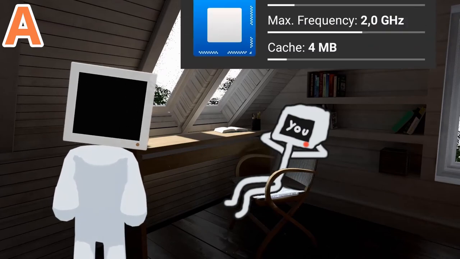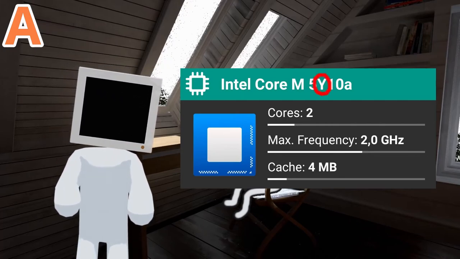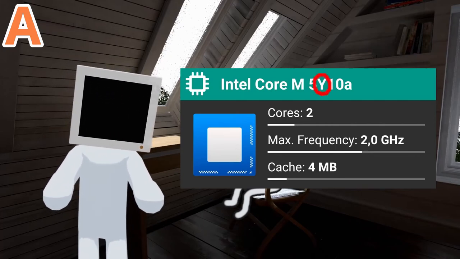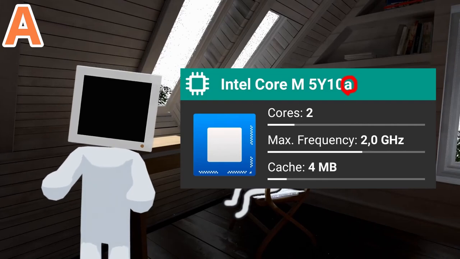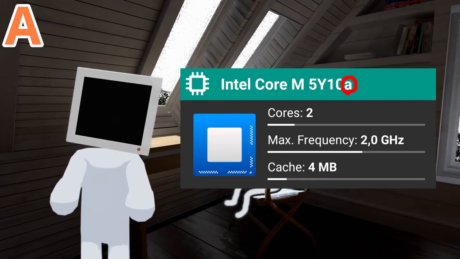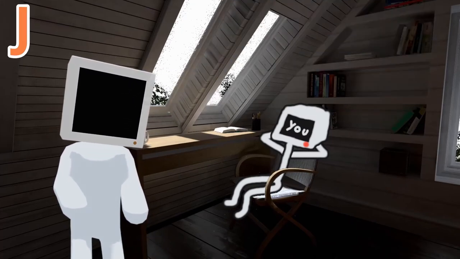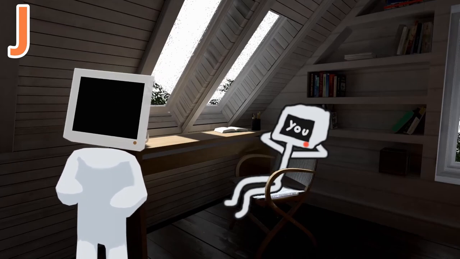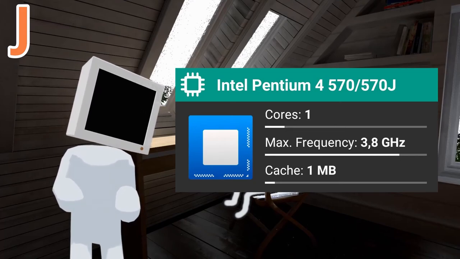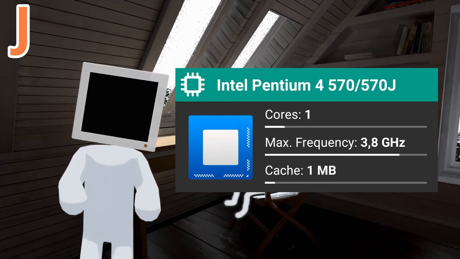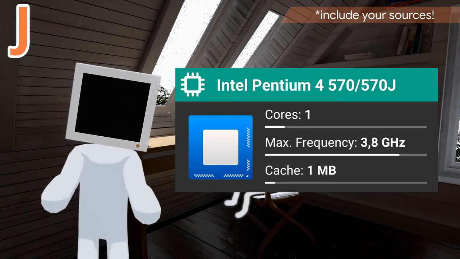The other example is the Core M 5Y10a. Now, we know the Y refers to the lower TDP, 7 watts, etc. But since the a at the end of the model is lowercase, I don't even think this is a suffix, it's just the model name that is like that, I think, at least. The last one is the J suffix, found for example in the Pentium 4 570J. And drum roll, please. I have no idea, really. I couldn't find anything of value on the internet. Please, if you know, tell me so I can pin your comment.